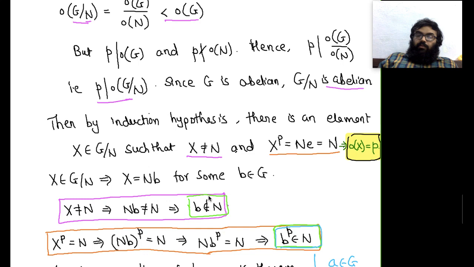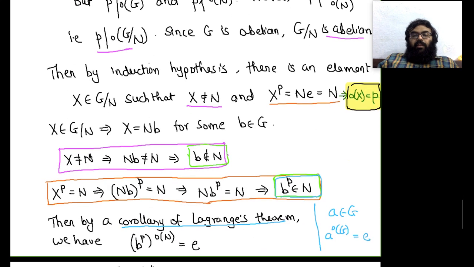Now, this is the thing. x is in G quotient n, so x is some coset nb for some b in G. Now x is not identity, that means nb is not equal to n, that means b is not in n. Again x power p is identity n, so nb power p is n, that means b power p is an element of n, which is again an element of G.